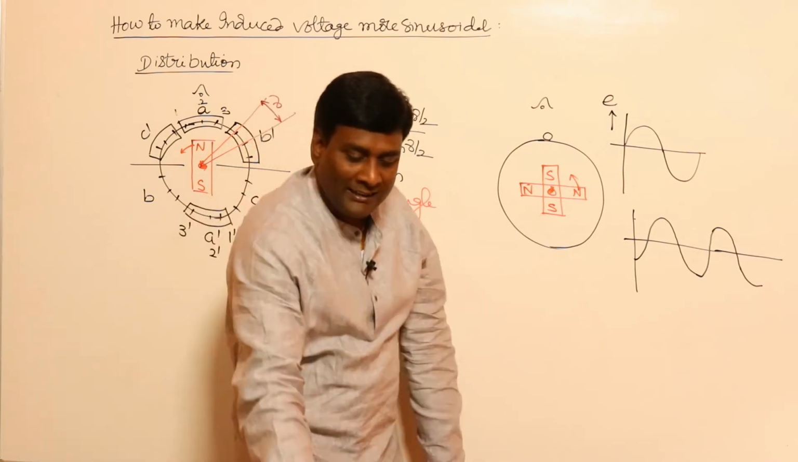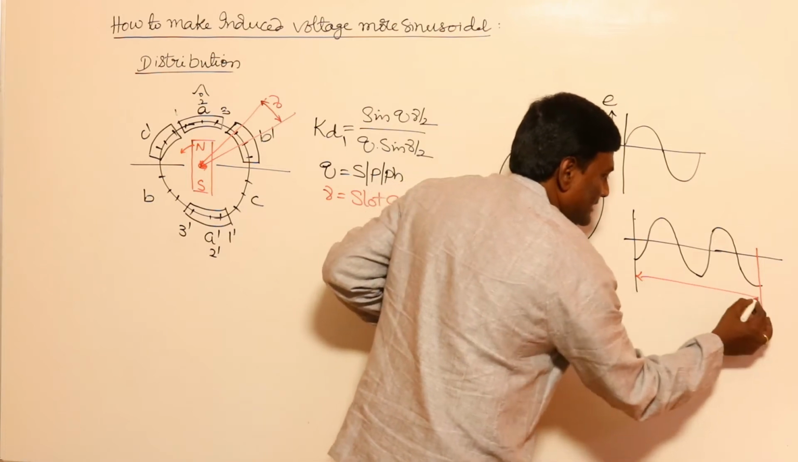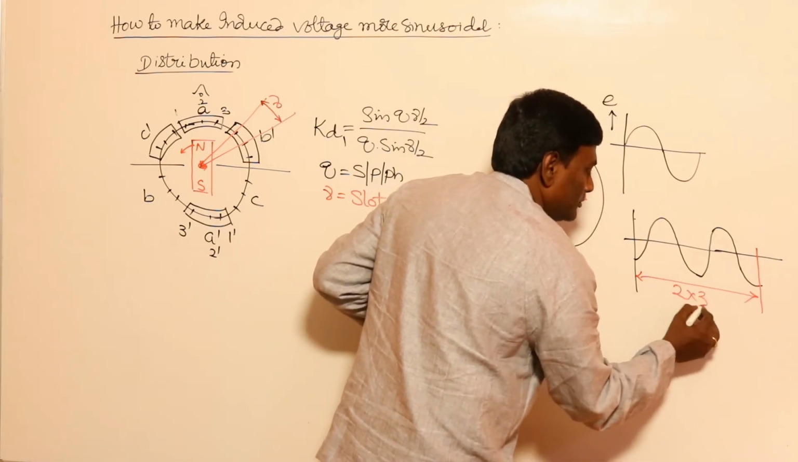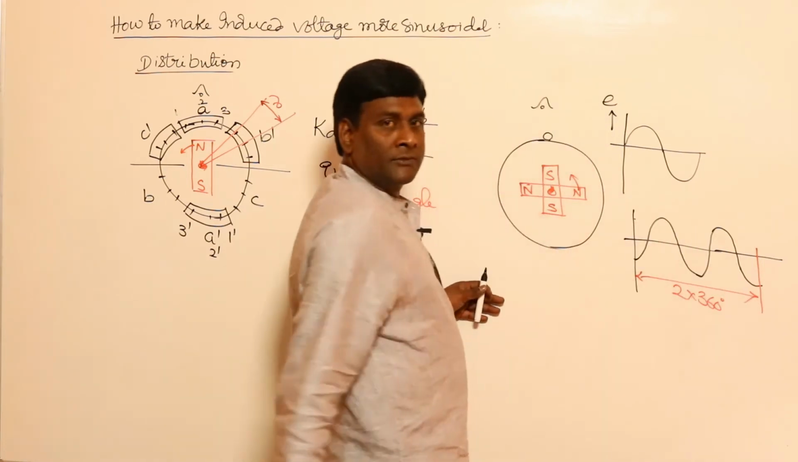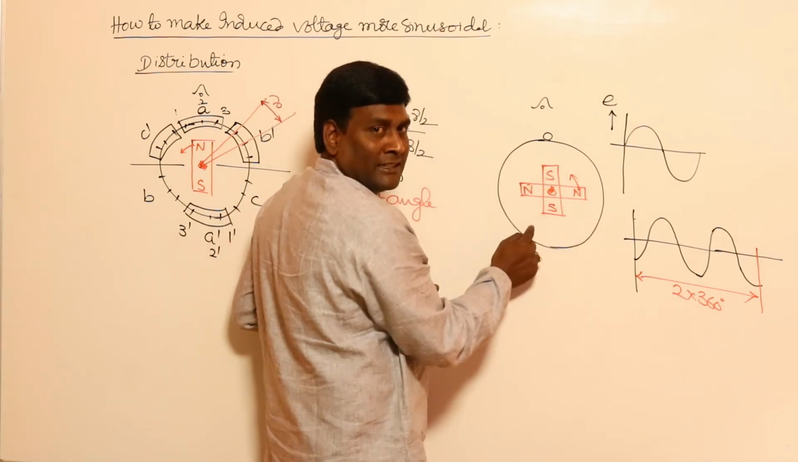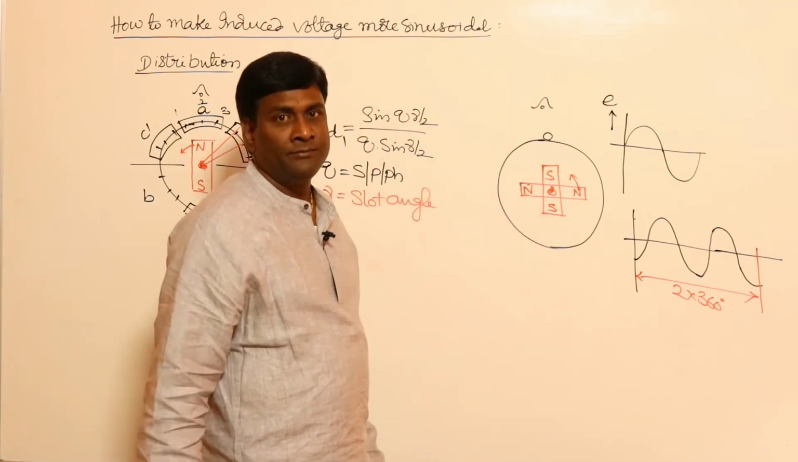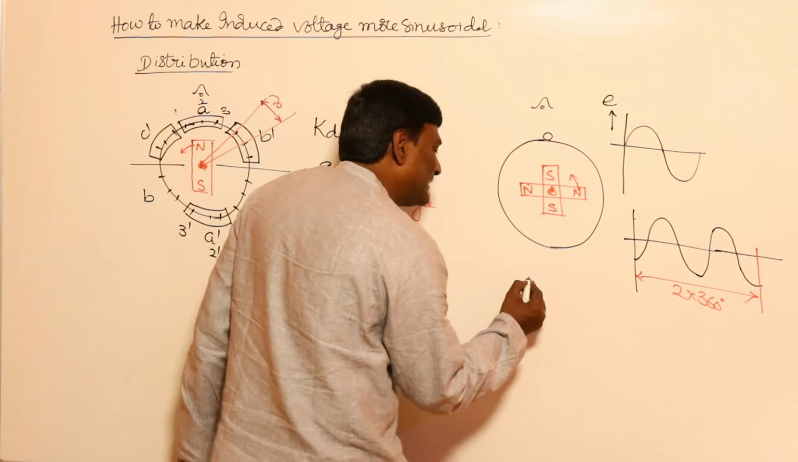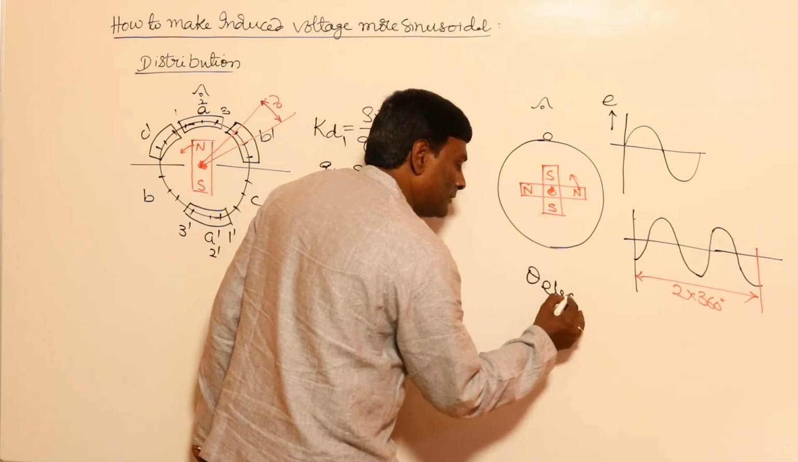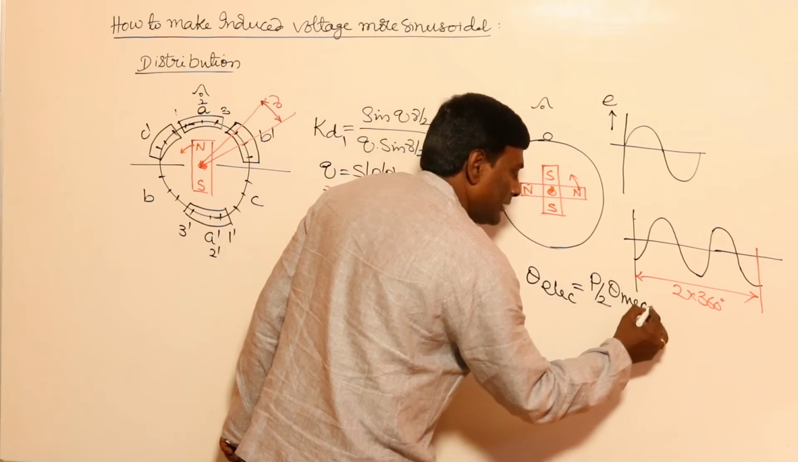If I revolve this 1 revolution, 2 cycles will be generated. So electrically speaking, what is meant by 2 cycles? 2 into 360 degrees, since 1 cycle is 360. So if I rotate this mechanically 360 degrees, electrically 2 cycles are induced, 2 into 360. So what is the electrical angle here? Theta electrical equals P by 2 into theta mechanical.